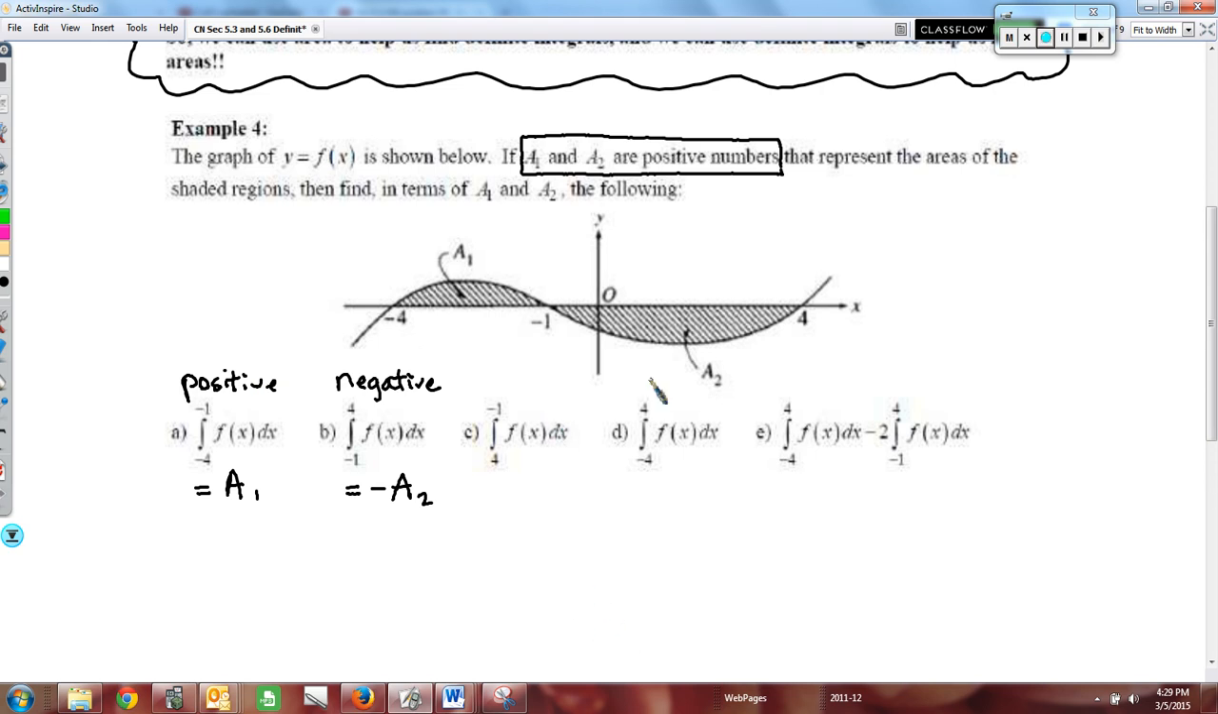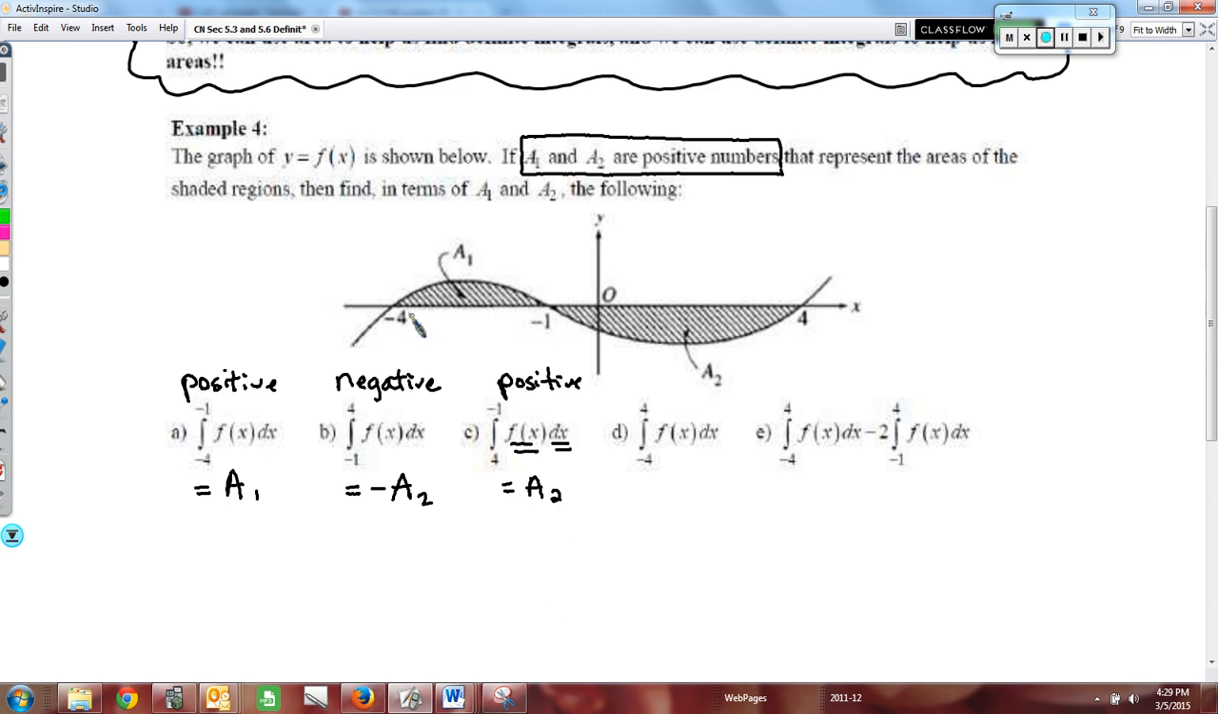Alright, now if I look at from 4 to -1, notice that I'm going backwards. What happened before, I accumulated area and then I took some area out. Now that I'm going backwards, what I took out, I'm now going to put back in. So this is going to be a positive value because I went backwards and the function values are negative, and a negative times a negative is a positive. So this would simply be A2.